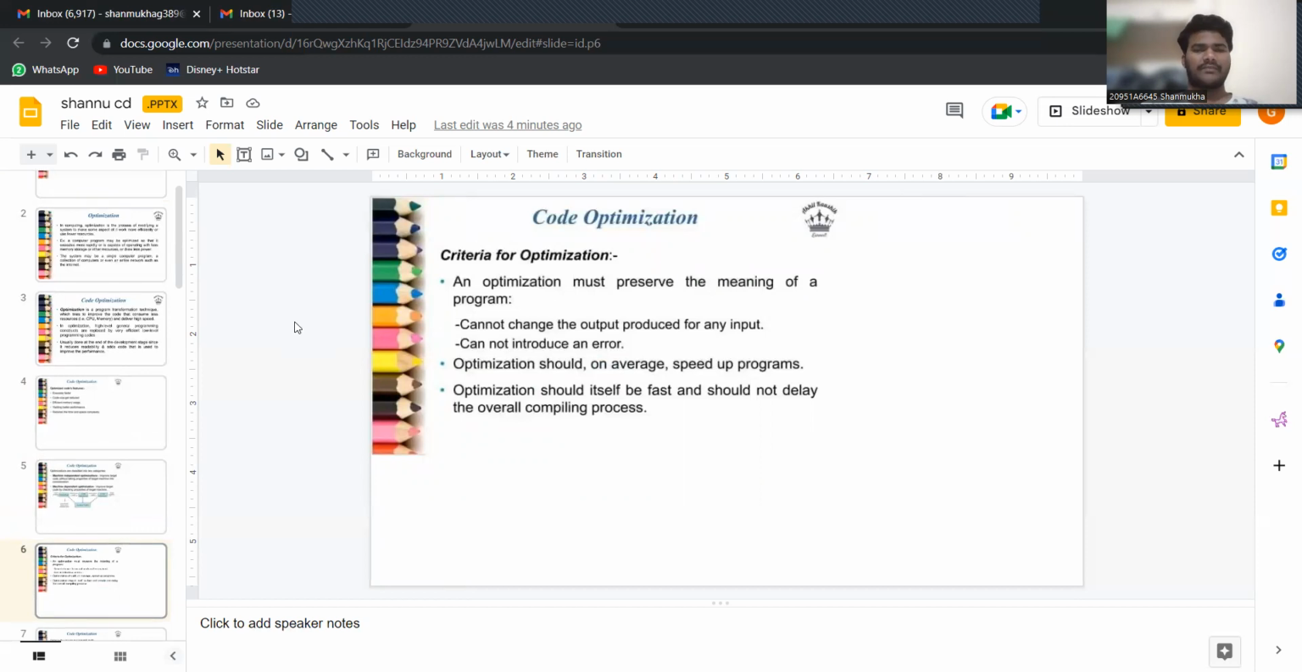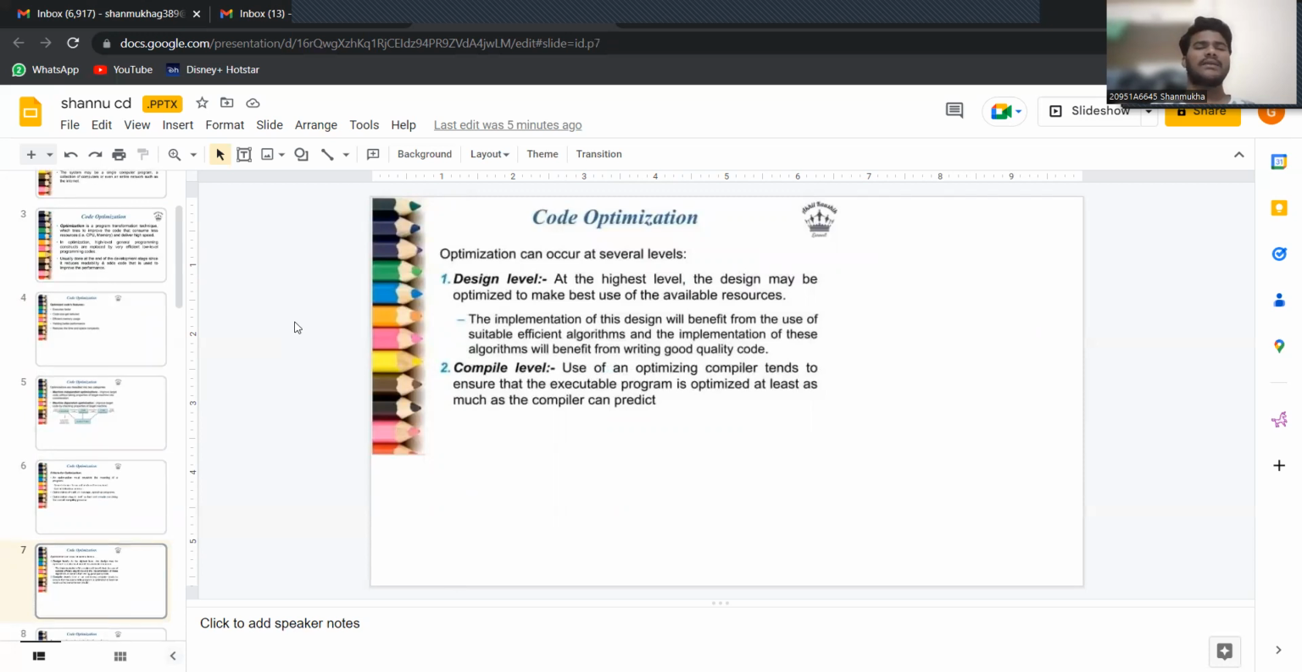Criteria for optimization. An optimization must preserve the meaning of a program: it cannot change the output produced for any input, and it cannot introduce an error. Optimization should, on average, speed up programs. Optimization should itself be fast and should not delay the overall compiling process.